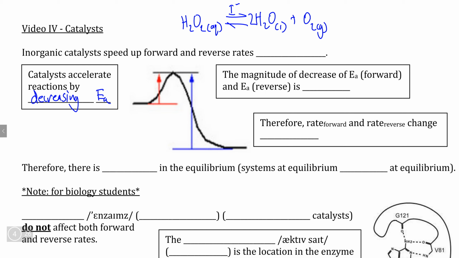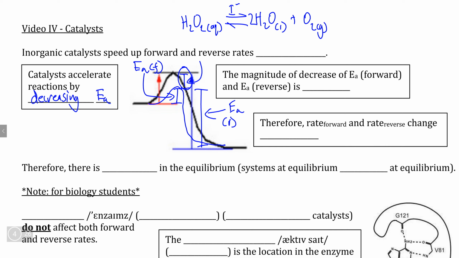Now, if we redraw the delta H of this reaction with a catalyzed reaction, we can see that the EA has been lowered. Remember that you can measure both the forward EA and the reverse EA. We see that we have a new EA of the forward reaction, and we also have a new activation energy of the reverse reaction, and the magnitude of that decrease is the same in both cases.